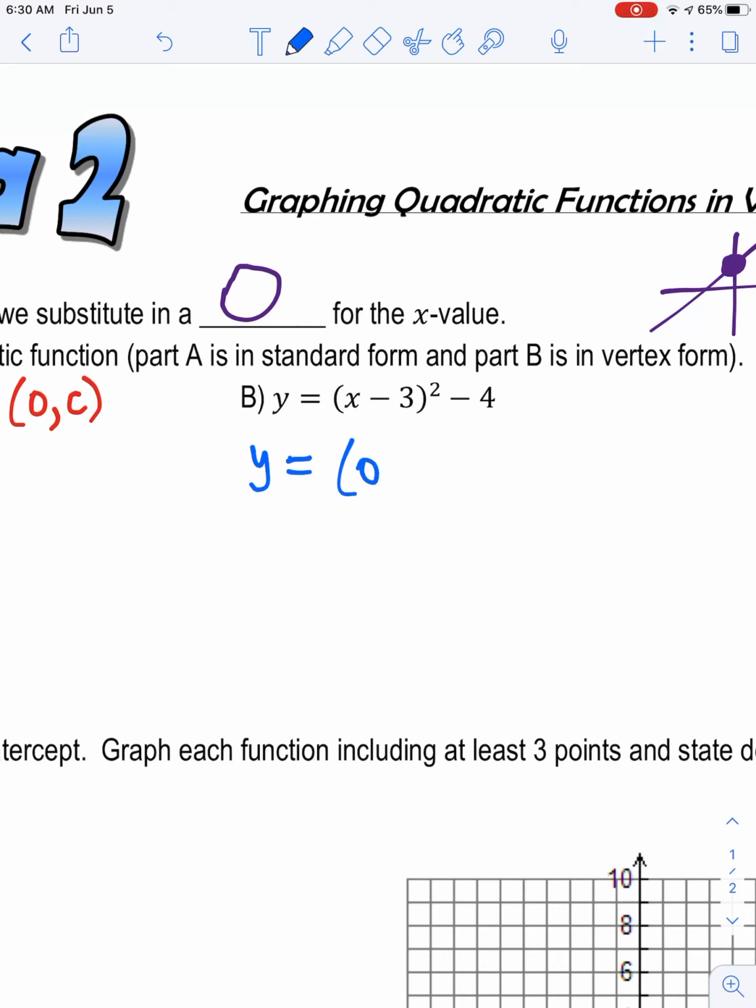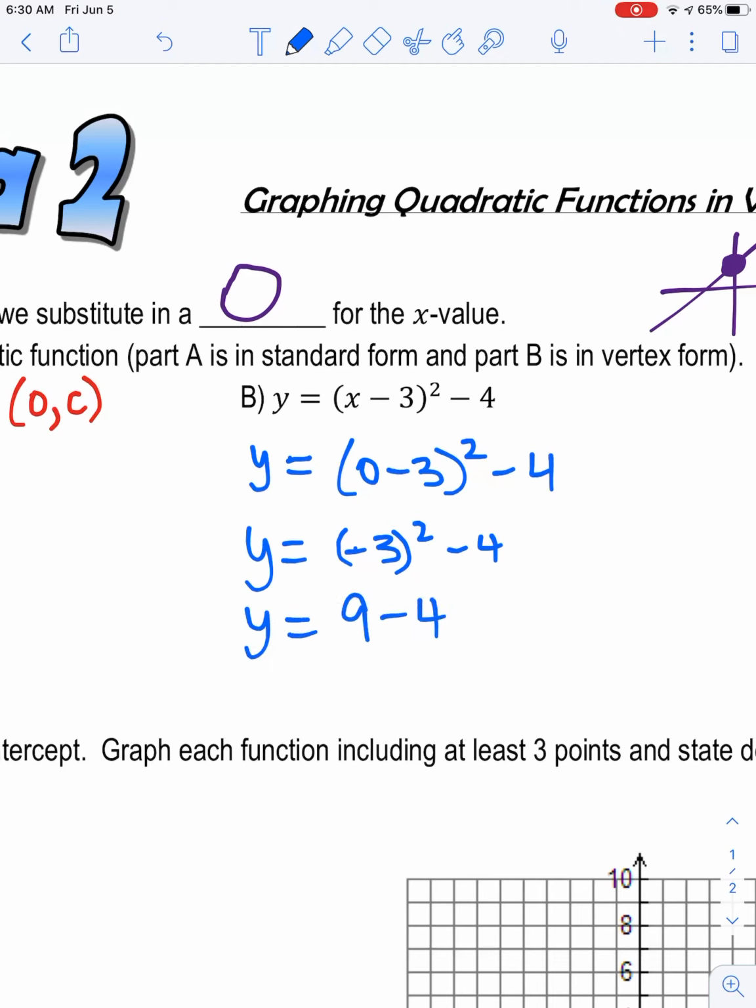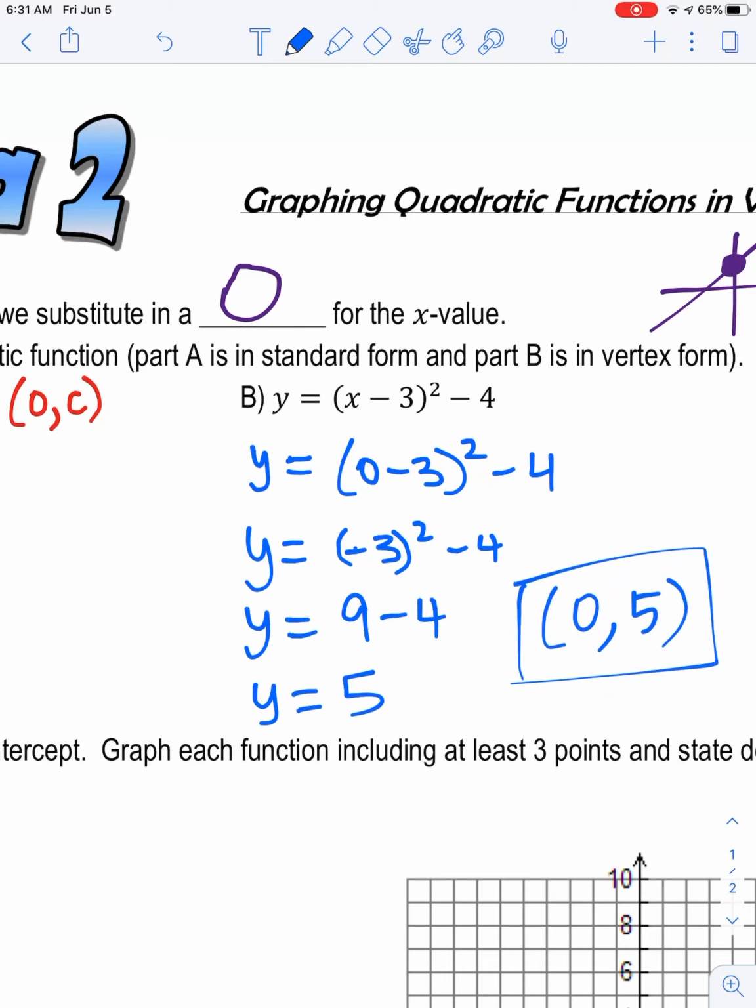So y equals 0 minus 3 squared minus 4. When I take 0 minus 3, I get negative 3. And then when I square negative 3, negative times negative is positive. 3 times 3 is 9. And then 9 minus 4 is a 5. So my y-intercept would be (0, 5).